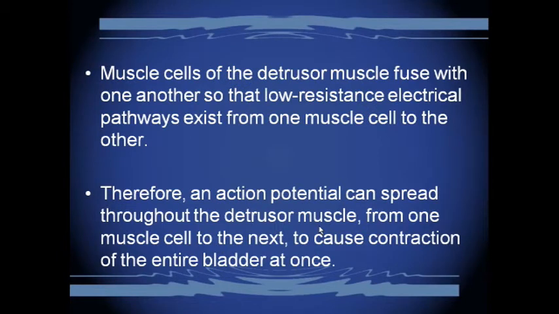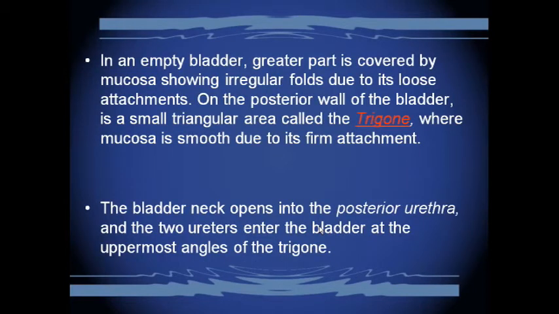So how do they generate this much pressure? They fuse with each other so that a low resistance electrical pathway exists, and an action potential can spread through the detrusor from one muscle to the next, causing contraction of the bladder. When the bladder is empty, most of it is covered by mucosa, which shows irregular folds because the mucosa is attached loosely, except in the posterior wall where there is a small triangular area called the trigone, where the mucosa is smooth due to firm attachment. Only the trigonal area will be smooth because of firm attachment. The rest of the mucosa will have irregular folds because of loose attachments.